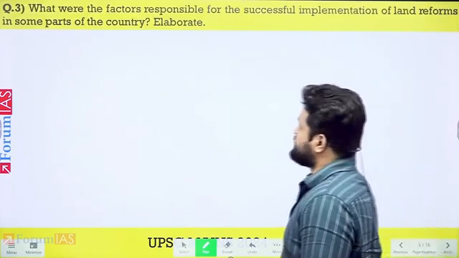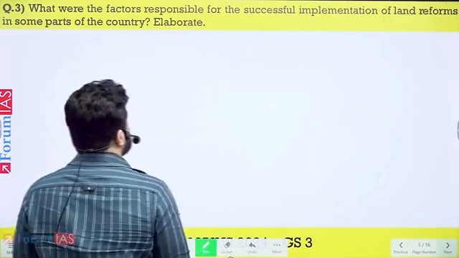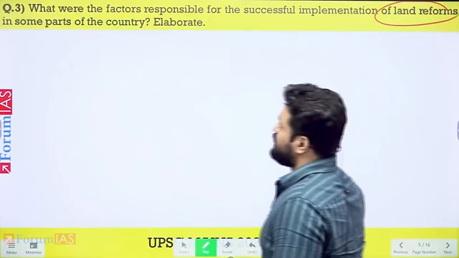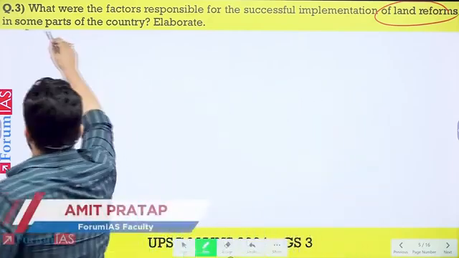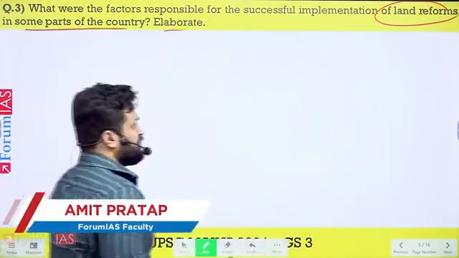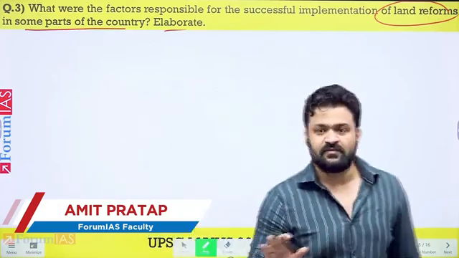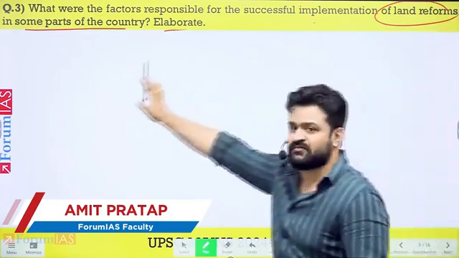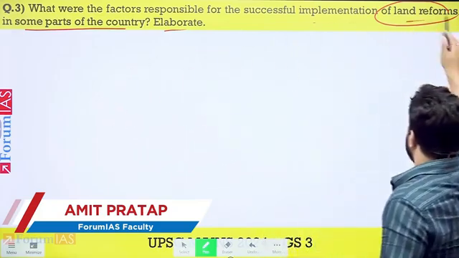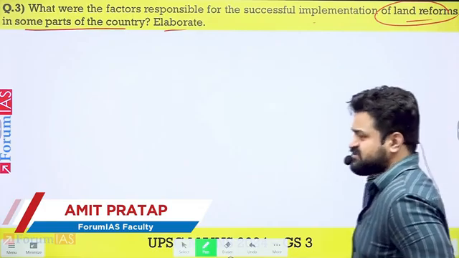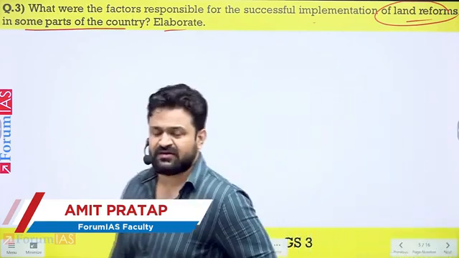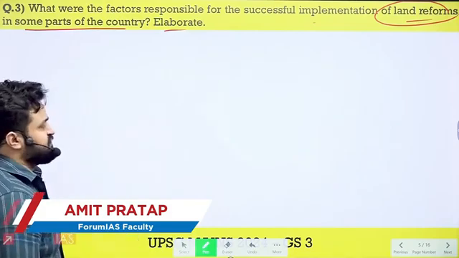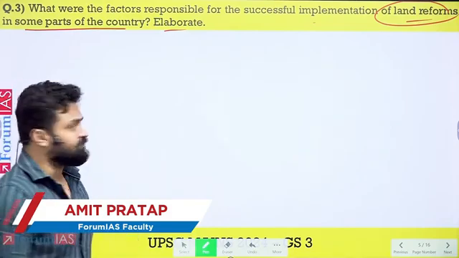Okay, now see this question. What are the factors responsible for the successful implementation of land reforms in some parts of the country? Elaborate. The question itself admits successful implementation of land reforms in some parts of the country. The general understanding is that land reforms have not been successful at the pan-Indian level. But yes, there has been some success on some aspects of land reforms in some pockets.